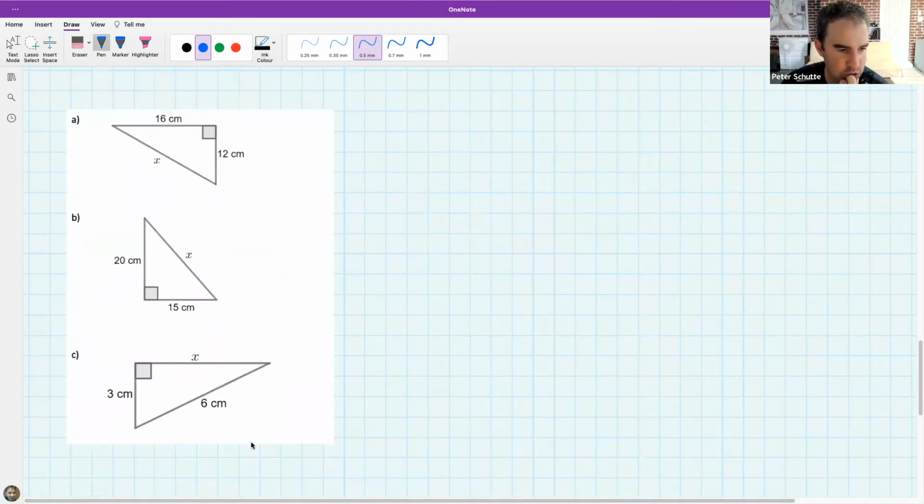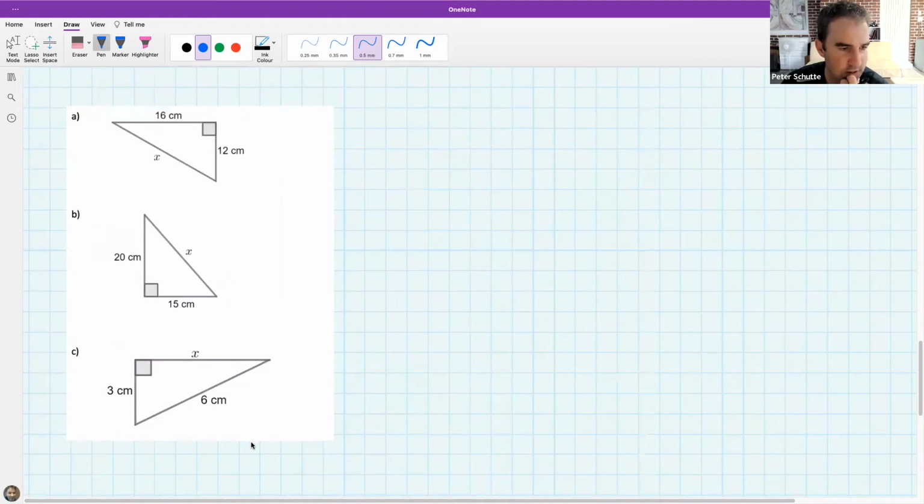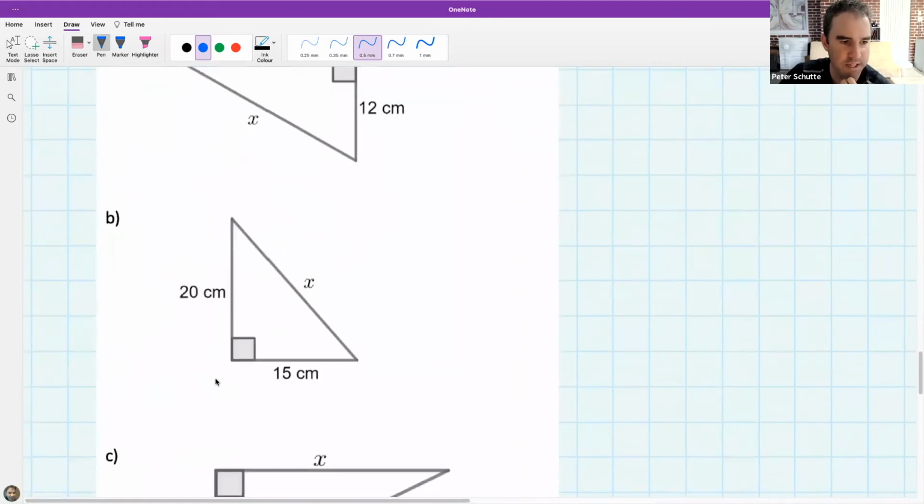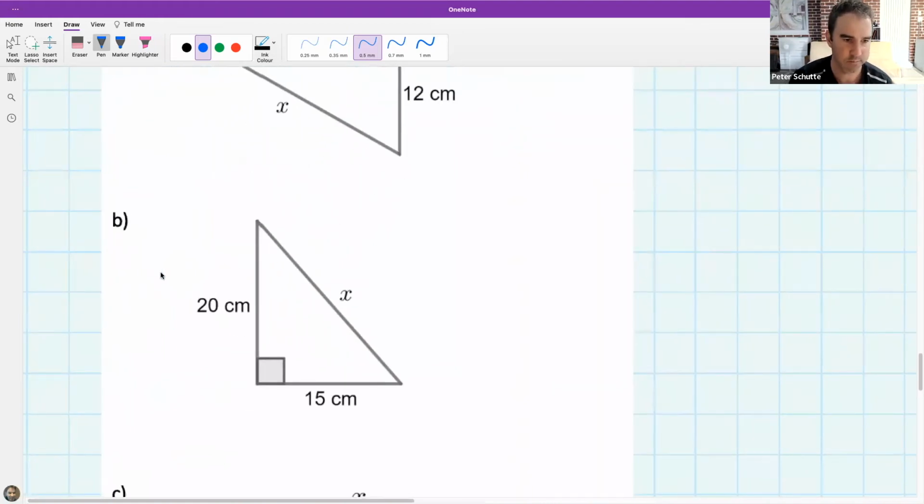Let us do, we're going to do, let's do B. So just this one over here. Find me the value of x for B. And then if you have done that okay, then I think we're ready to move on.